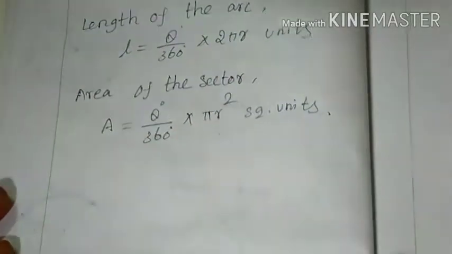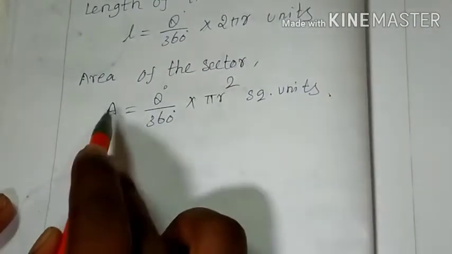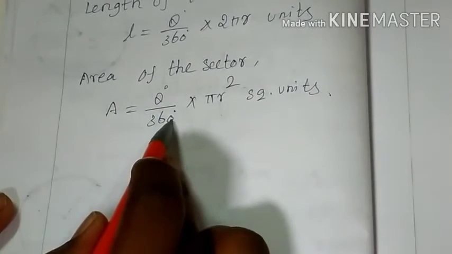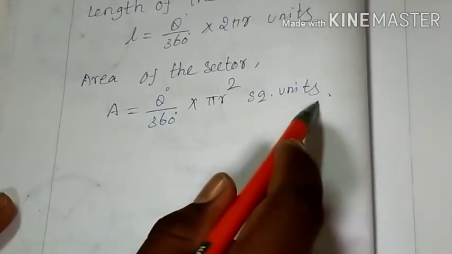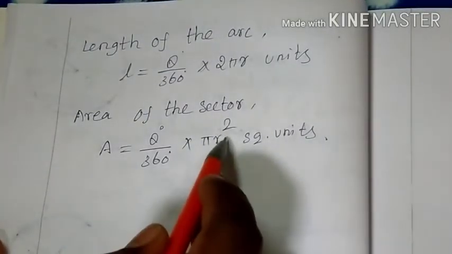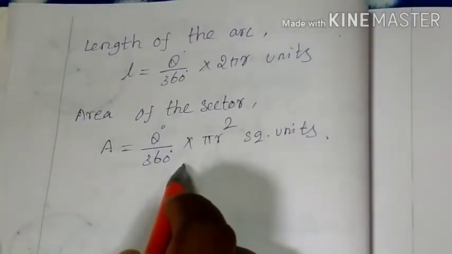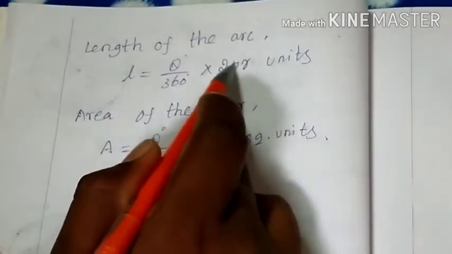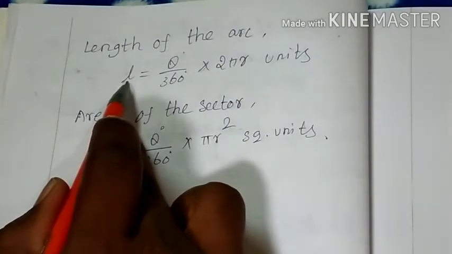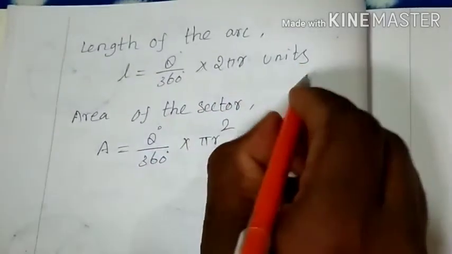Then the second one, the area of the sector, denoted by A, is equal to theta divided by 360 degrees into pi r square units. Here you multiply the area of the circle formula by theta divided by 360, and you get the area of the sector. In the same manner, multiplying the perimeter of the circle by theta divided by 360, we get the length of the arc. The length of the arc is equal to theta divided by 360 into 2 pi r.